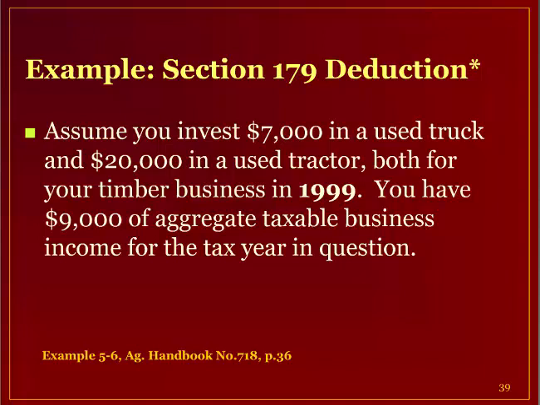Let's assume you invest $7,000 in a used truck and $20,000 in a used tractor, both for your timber businesses in 1999. So that means we're going to go back to 1999. And what was the limit? So it was $19,000 then. All right. You have $9,000 of aggregate taxable business income for the tax year in question.